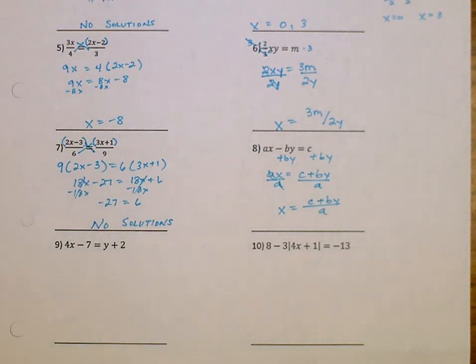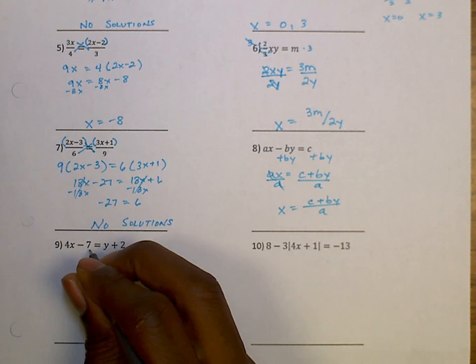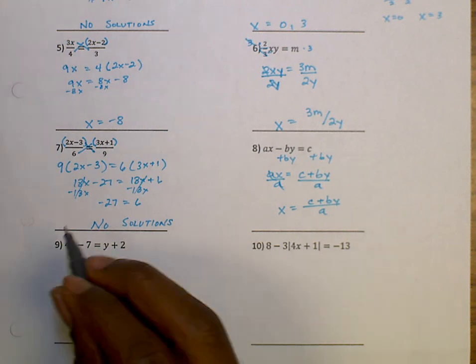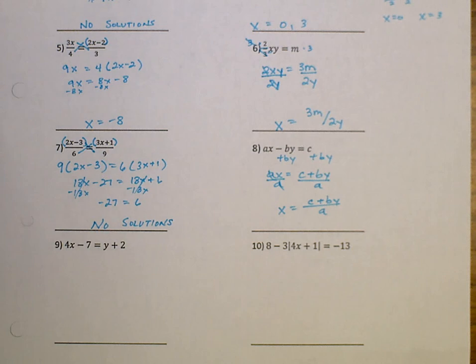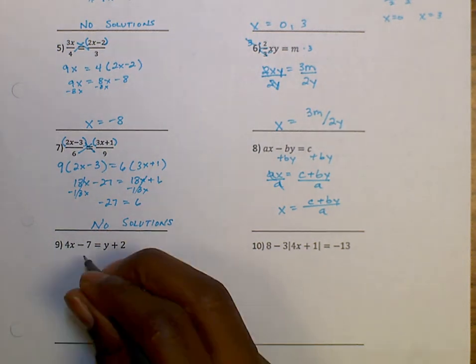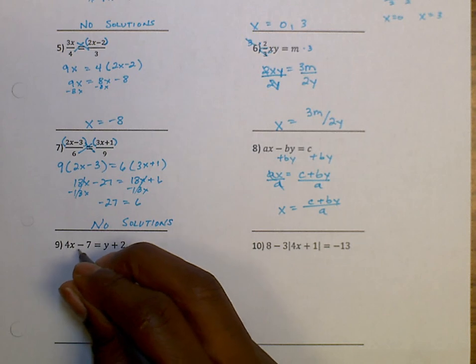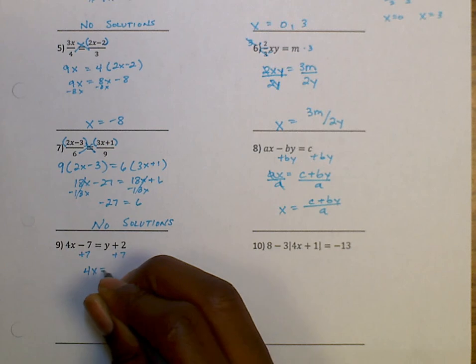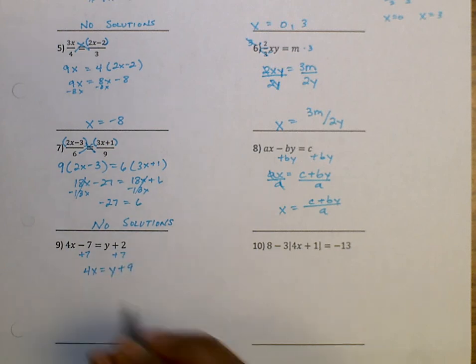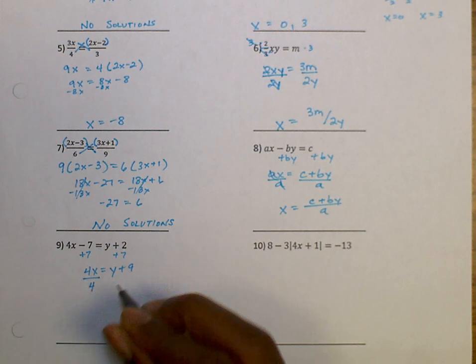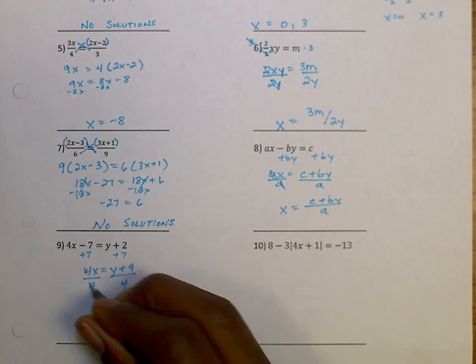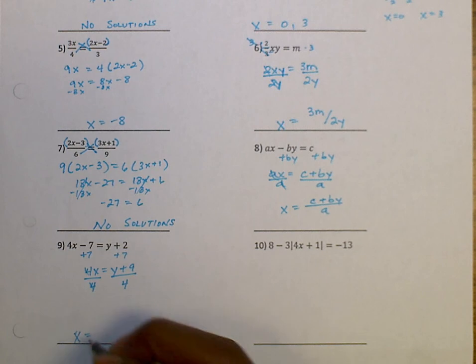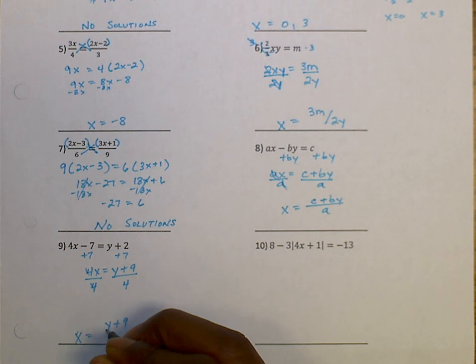Number 9, we have 4x minus 7 equals y plus 2. Now again, our directions are to solve for x, but notice that we have multiple variables here, so it's not going to be a nice pretty answer like you might have got for number 5, but we can still solve for x or isolate x. So we're going to add 7 to both sides first. 4x equals y plus 9. And then to get x all the way by itself, we'll divide by 4. And so our final answer should be x equals y plus 9 over 4.